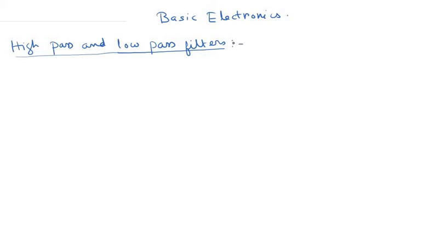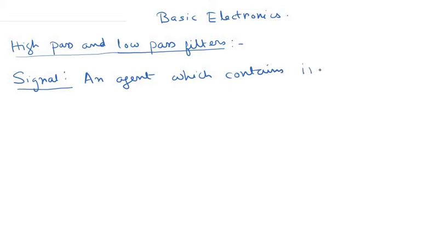Okay, so the first thing is that what is a signal? So a signal is basically an agent or any agent which contains information. So it may be as simple as a gesture. Okay, so when your friend gives you a gesture and when you understand what he means by that gesture, so that is a signal itself.